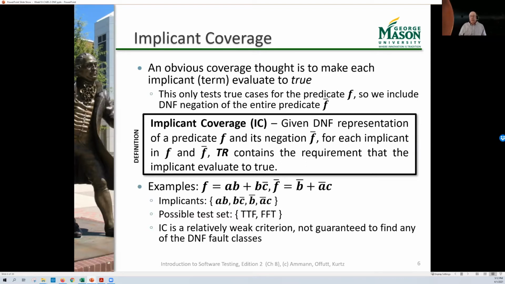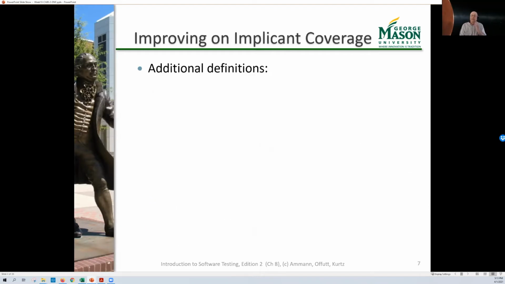Now, it turns out that implicant coverage isn't really all that useful. It's a fairly weak test criterion, and it doesn't end up guaranteeing that we find any of those DNF fault classes that we were looking at on the previous slide. So while we can certainly use it to generate test cases, we can't use it to guarantee that we found any of those types of problems. So we need some better coverage criteria than that. So let's look at what we can do to improve on implicant coverage.